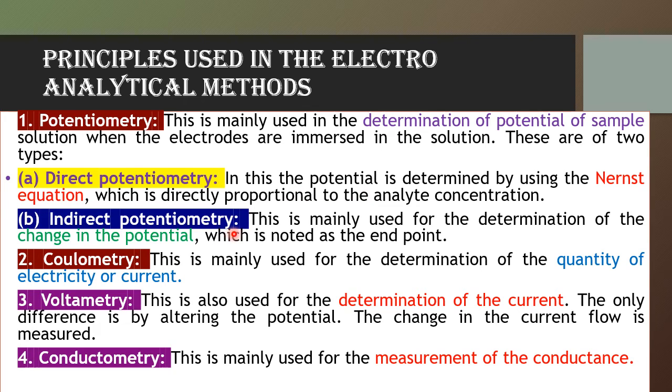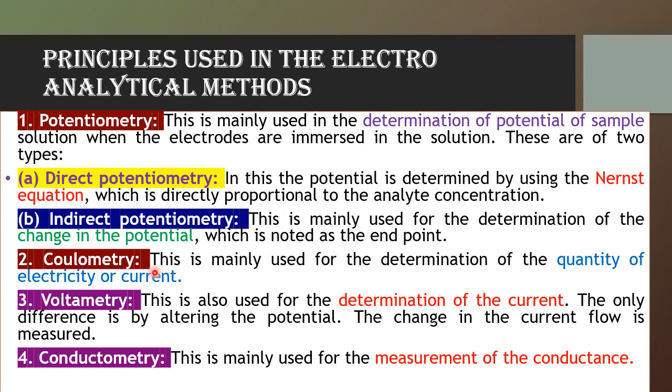And on the other hand, indirect potentiometry is used for determination of the change in potential, which is usually the end point. That is basically one of the methods of titration. So the difference between them: in direct potentiometry, our potential is dependent on the concentration of analyte, whereas the change in potential in indirect potentiometry is based on the endpoint result that is basically helpful in the titration method.